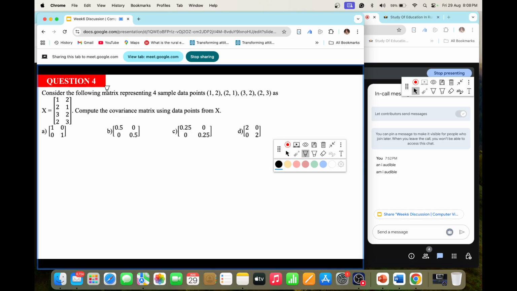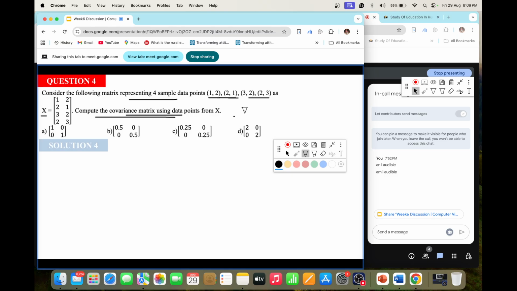Question number 4. Consider the following matrix: 4 sample data points, (1, 2), (2, 1), (3, 2), (2, 3), given like this. Compute the covariance matrix using data point x. All the 4 points are given by this matrix: 1 2, 2 1, 3 2 and 2 3. So compute the covariance matrix using data point x.